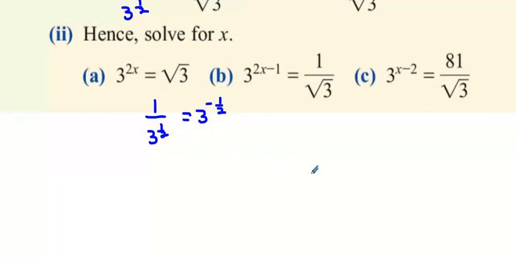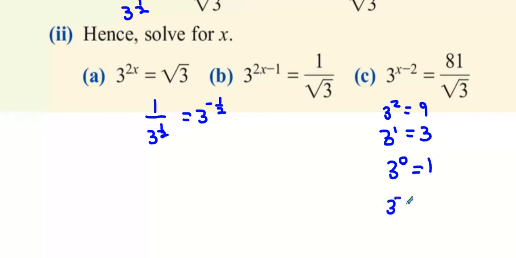Okay, let's try this out one more time. 3 to the power 1 is 3. 3 to the power 2 is 9. 3 to the power 0 is 1. Keep dividing by 3. 3 to the power minus 1 is a third. You're dividing by 3 every time. 3 to the power minus 2: divide a third by 3, you get a ninth.